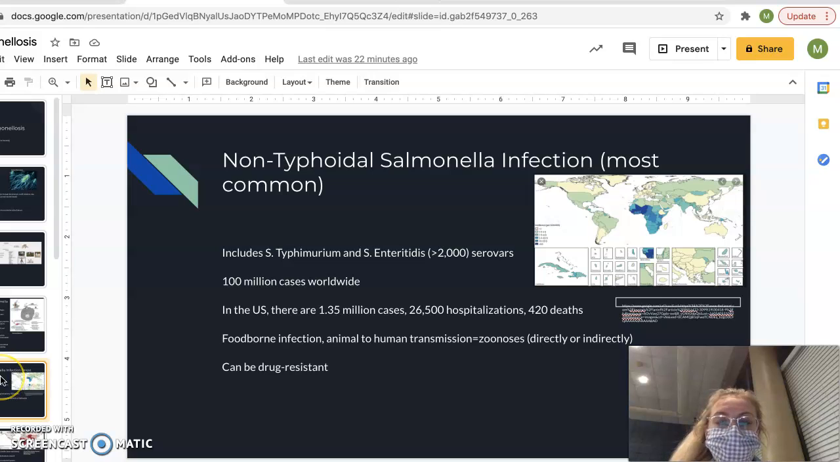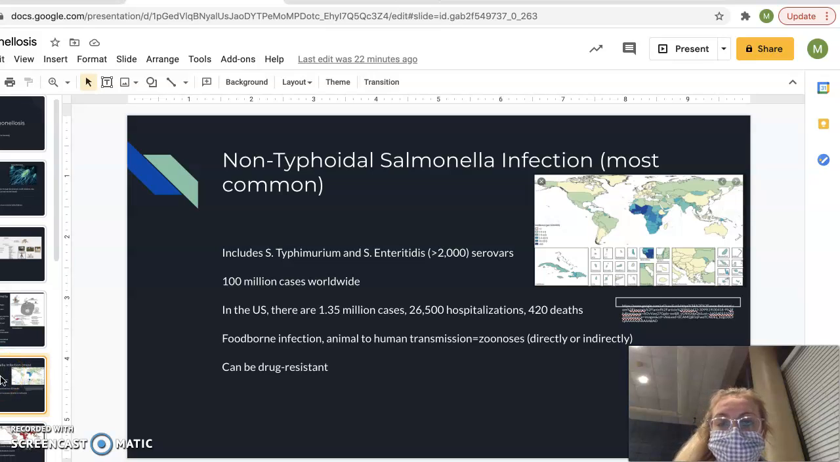There are two types of infection. One is non-typhoidal Salmonella infection, which is the most common, and this includes the serovars Typhimurium and Enteritidis, and it has over 2,000 serovars, and there are 100 million cases worldwide. In the US, there are 1.35 million cases, 26,500 hospitalizations, and 420 deaths.